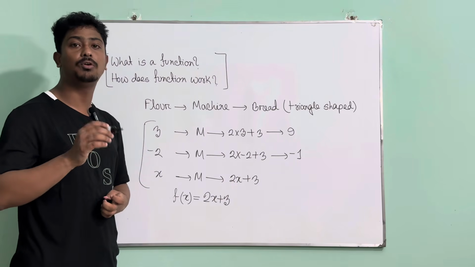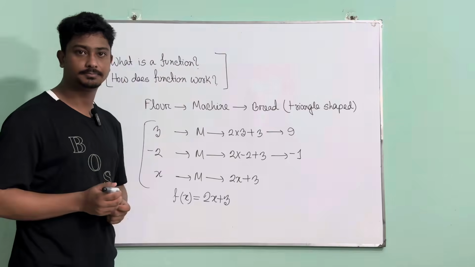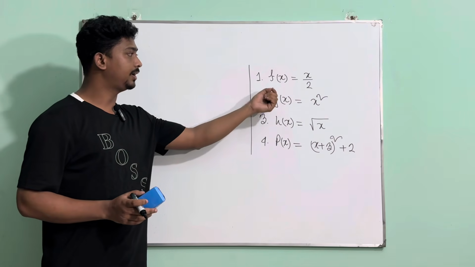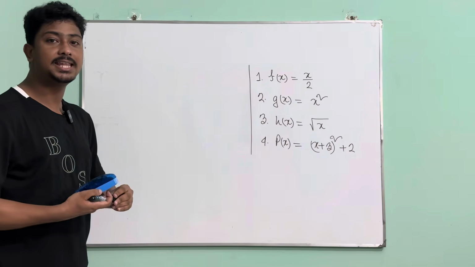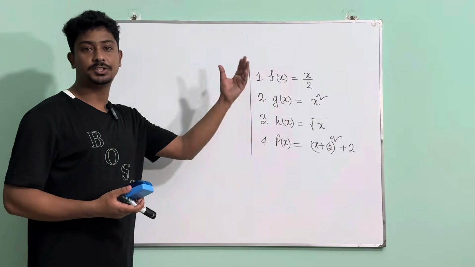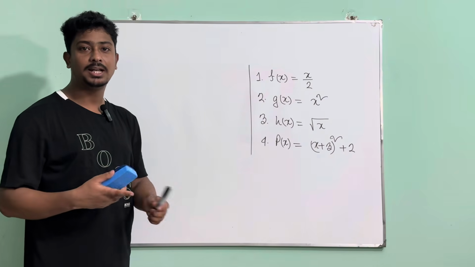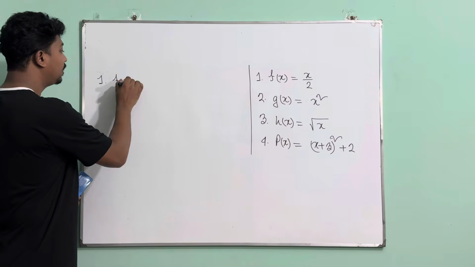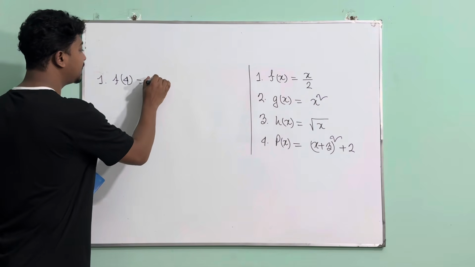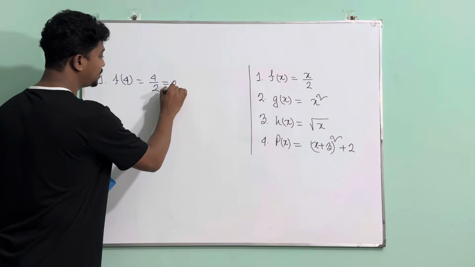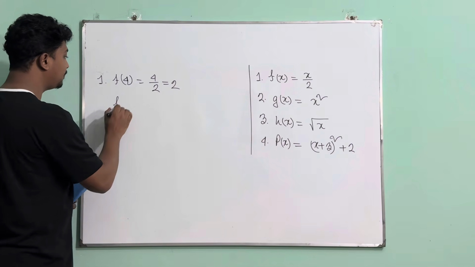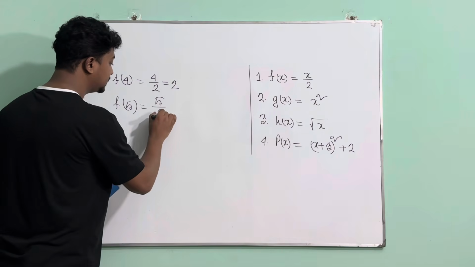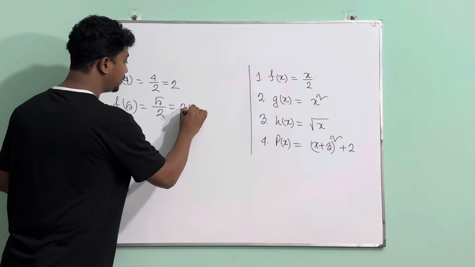Now let's see some more functions and how they might work. Now we have a function on the board. First of all, we have the function of x, which is x divided by 2. That means anything I put in this function is going to be divided by 2. Let's see some examples. Let's say for the first function, if I put f of 4, what the function is going to do is divide that number by 2 and give me an output of 2. Now let's say if I put f of 5, what the function is doing is dividing that number, my input, by 2 and giving me a result.